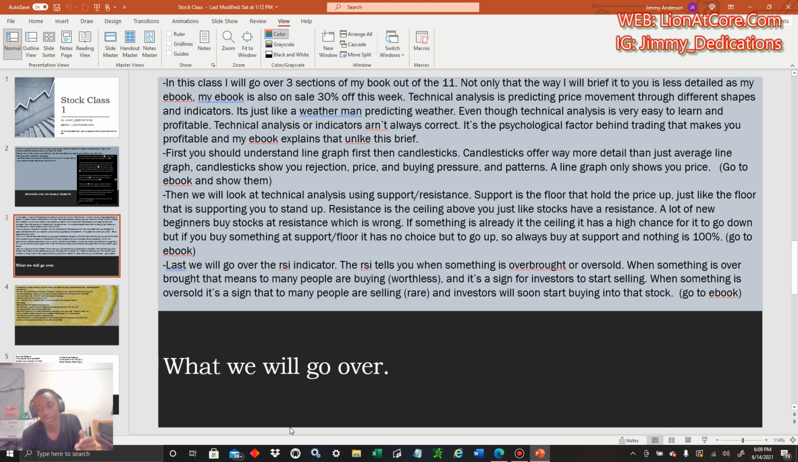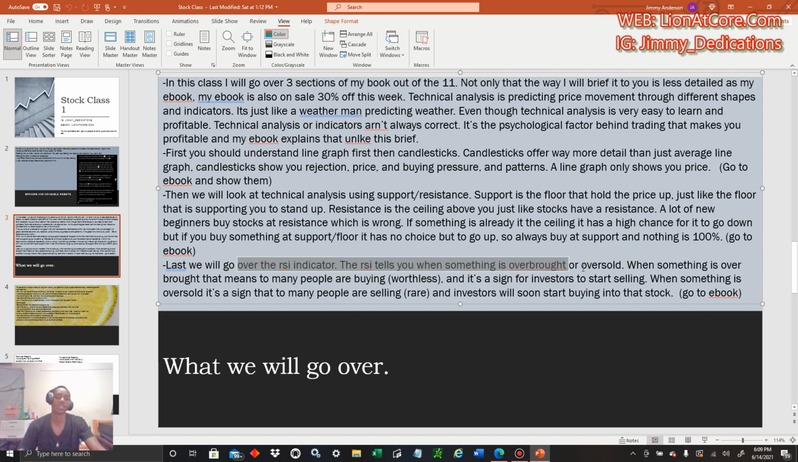So don't really rely on a line bouncing over and over to tell you when to get into it, because nothing is 100%. Oh, we already went over the RSI indicator as well. Oh wow, I'm ahead of the game. Last, we'll go over the RSI indicator.